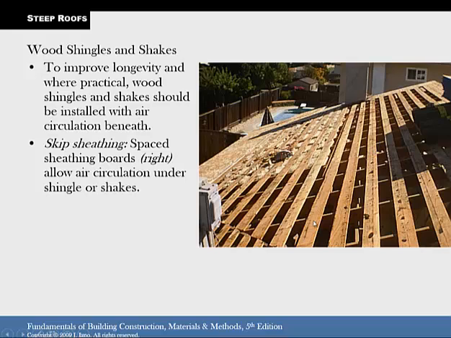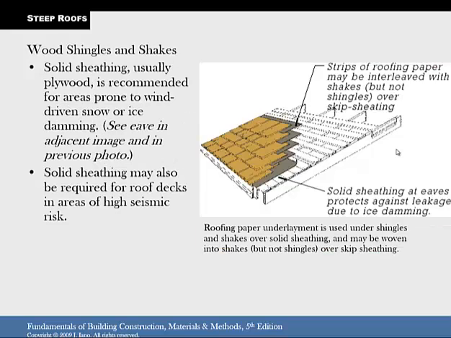This has to have a lot of airflow, so you don't have a solid roof decking when you do this. It's called skip sheathing. So you have a nailing space, and then you put your wood shakes and shingles on top of that. But this allows a lot of air to keep that all very dry, and so the moisture doesn't get trapped in there, and you get a bad situation of mold and mildew.